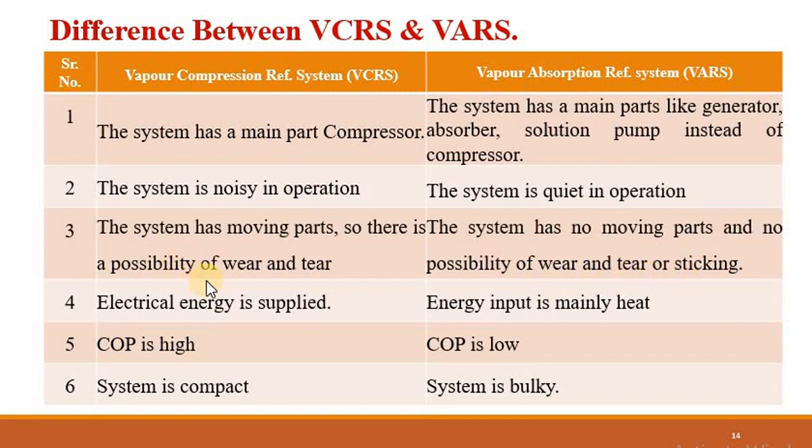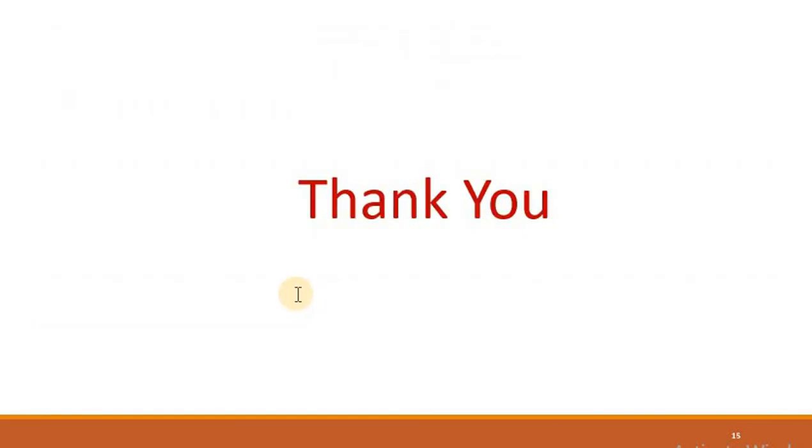In VCRS, electrical energy is supplied, while in the vapor absorption system, the energy input is mainly heat. It may be supplied with the help of waste heat, hot steam or some other method. Here COP is very high, while here COP is very low. This system is very compact, while this system is bulky, not compact. This is all about refrigeration. Thank you very much.